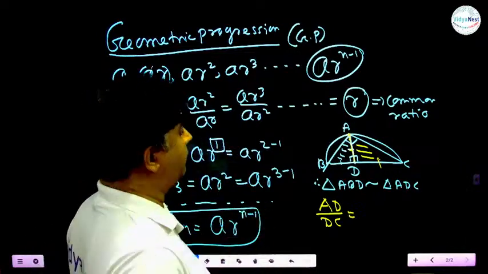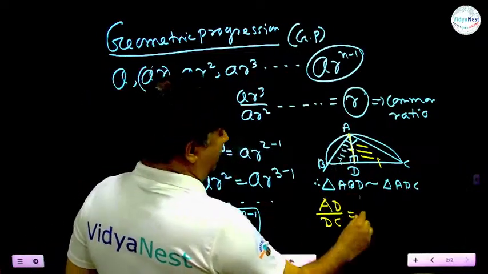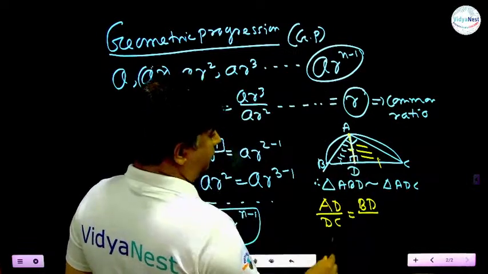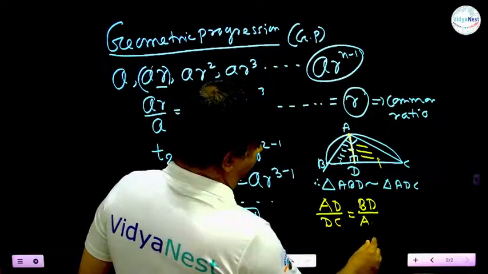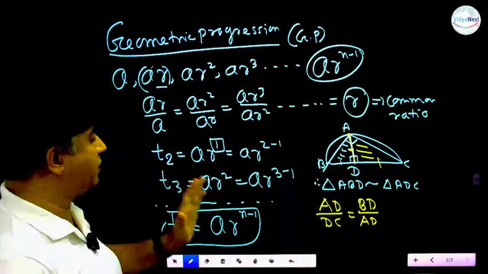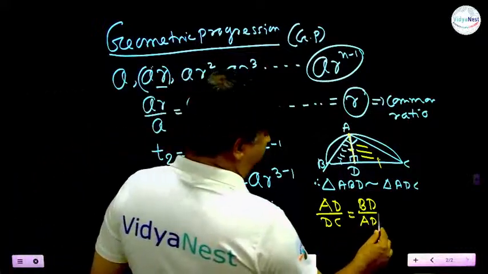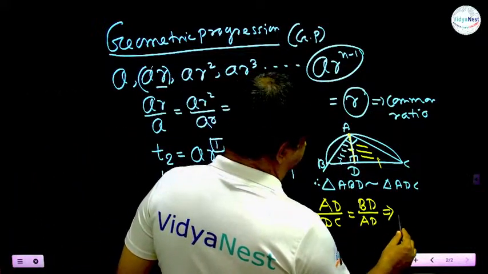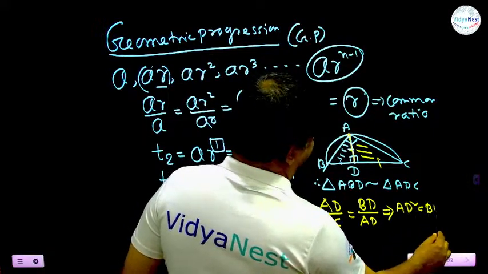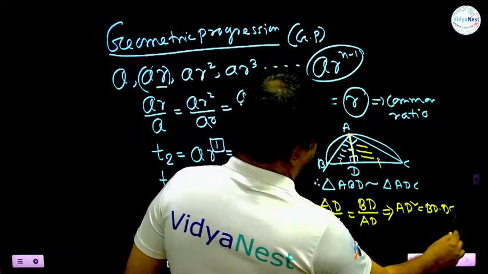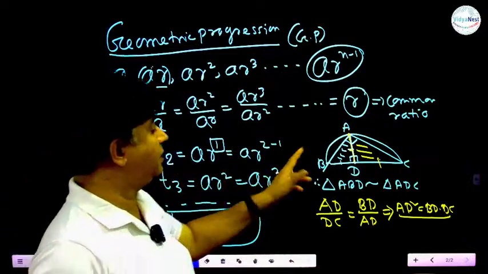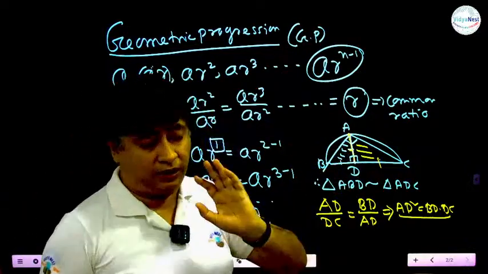And for ABD, base is BD, and for ADC, base is AD, because on AD the triangle ADC is drawn. So what relation have you got? AD square is equal to BD into DC. So this relation you got in the similar triangles property in class 10.